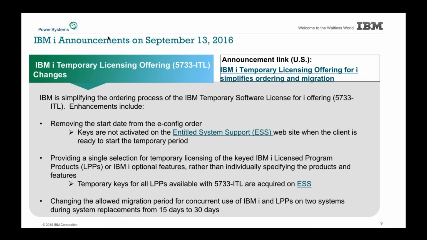Simplification going on here, where you no longer have to specify individual products. You can just get a temporary key for all LPs available under your 5733 ITL. The migration periods, we've upped from 15 days to 30 days.